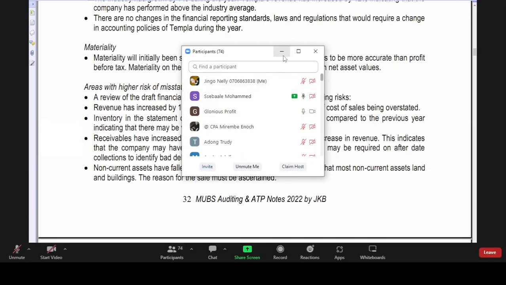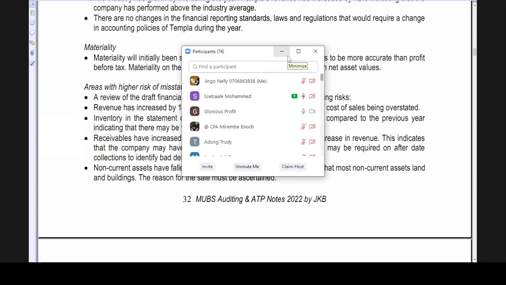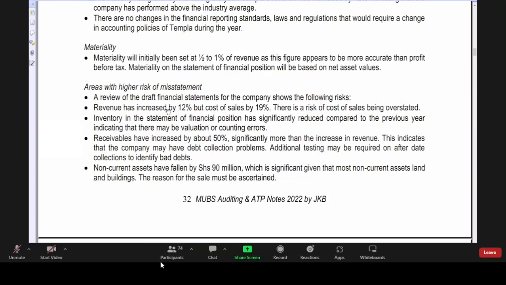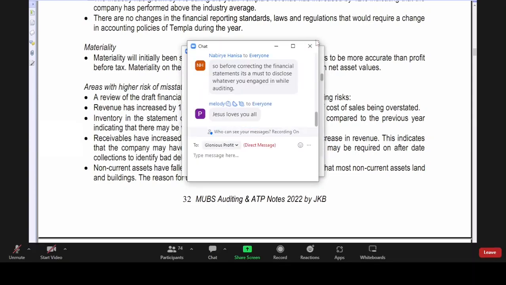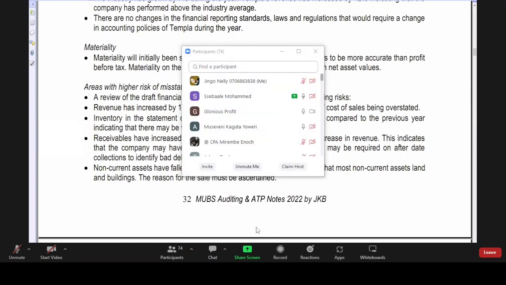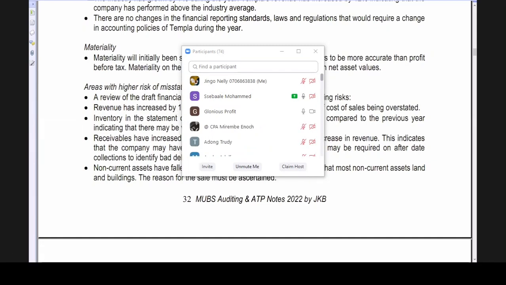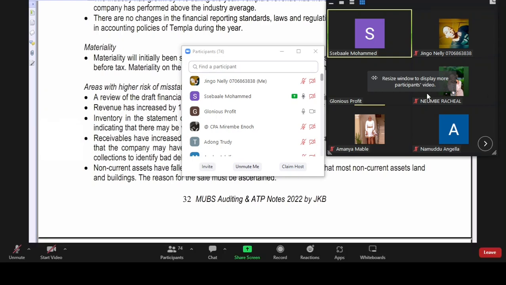Okay. So here, when you do your analytical procedures and you find that the revenue increased by 12%, but also cost of sales increased by 19%, ideally, they should move in line. Okay? When revenue increases by 12%, the highest cost of sales can increase by would be maybe 13%, right? But the cost of sales are increasing by 19%, meaning that there's a risk of cost of sales being overstated.